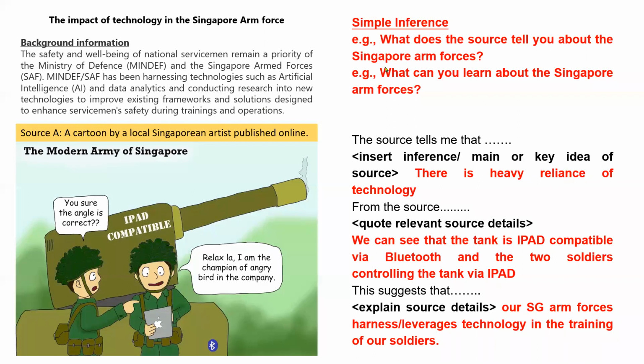So what does the source tell you about the Singapore Armed Forces, or what can you learn about the Singapore Armed Forces? This would be how a simple inference question is worded. Based on this, the source tells me that there is heavy reliance on technology. Why? Because even the tank, you can see it says here, iPad compatible via Bluetooth. And the 2 soldiers, instead of navigating it manually, are controlling the tank via an iPad, a simple iPad device which can control a tank used in battle.